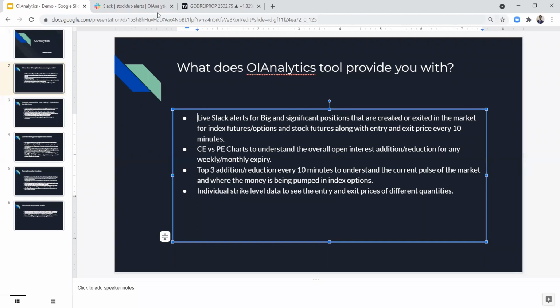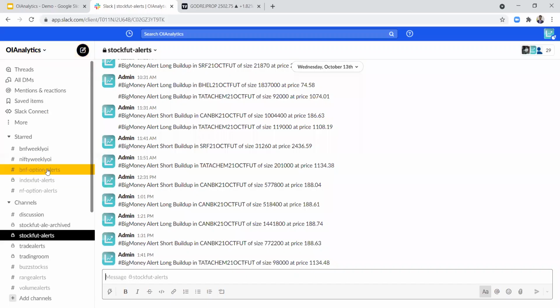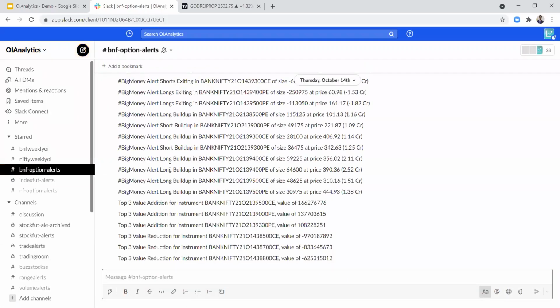So a sample of those can be seen here. If you see here, these are the 10-minute alerts that come. So these are the sample alerts that come in the Slack. So for Nifty and Bank Nifty, they are separated, right?